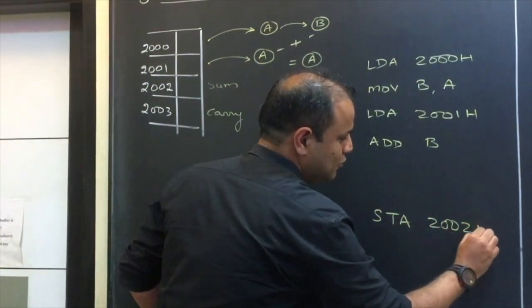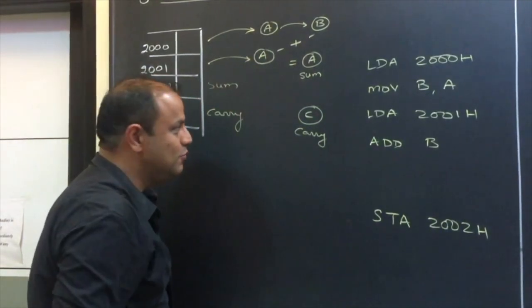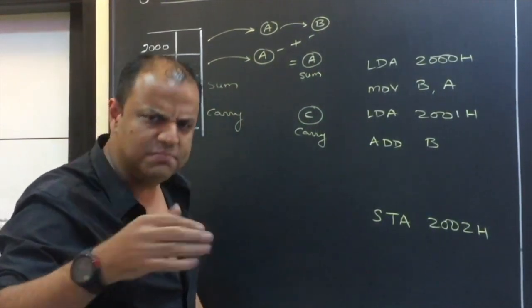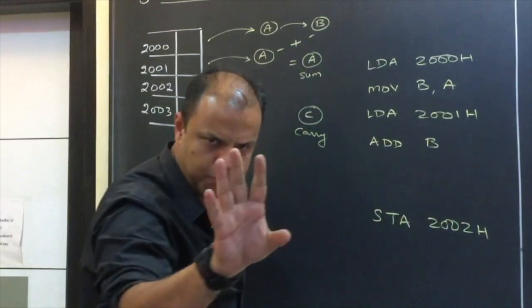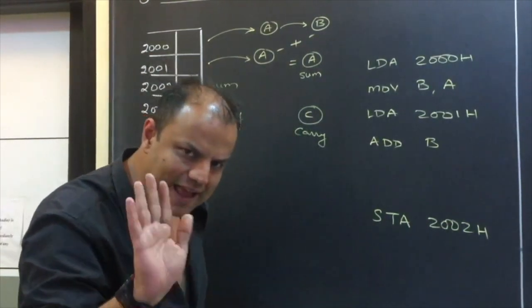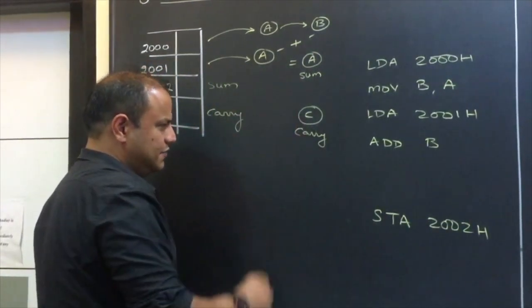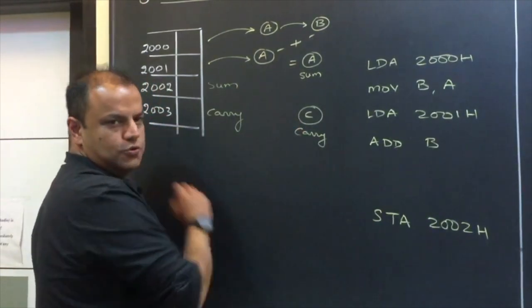STA 2002. Please tell me, did you understand this? We have stored the sum in 2002. Assume the carry is in B. I will put it. Can you see I have left space? First, let's just store the carry. Assume the carry is in C register. The carry is in C. From C, you're going to store it at 2003.